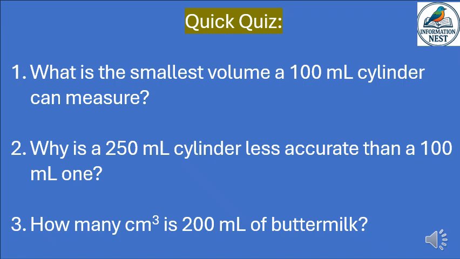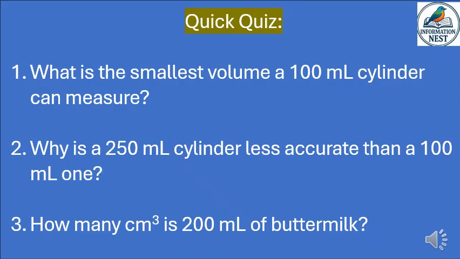Question number 2. Why is a 250 milliliter cylinder less accurate than a 100 ml one? What is the smallest reading on the 250 ml cylinder? It's 2 ml, which means it cannot detect tiny changes as well as the 100 ml cylinder that reads down to 1 milliliter. Bigger isn't always better in science.